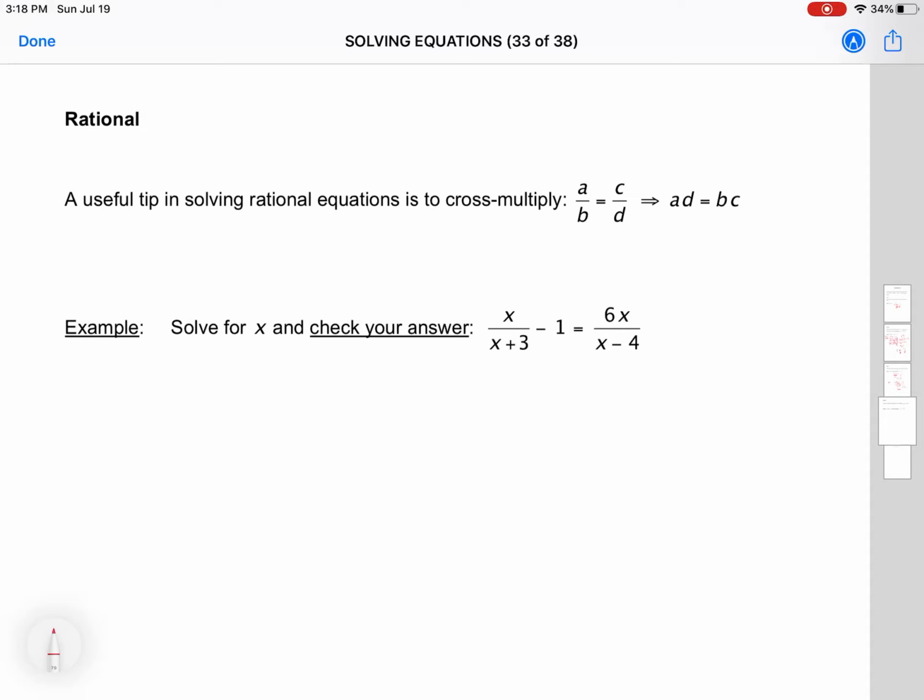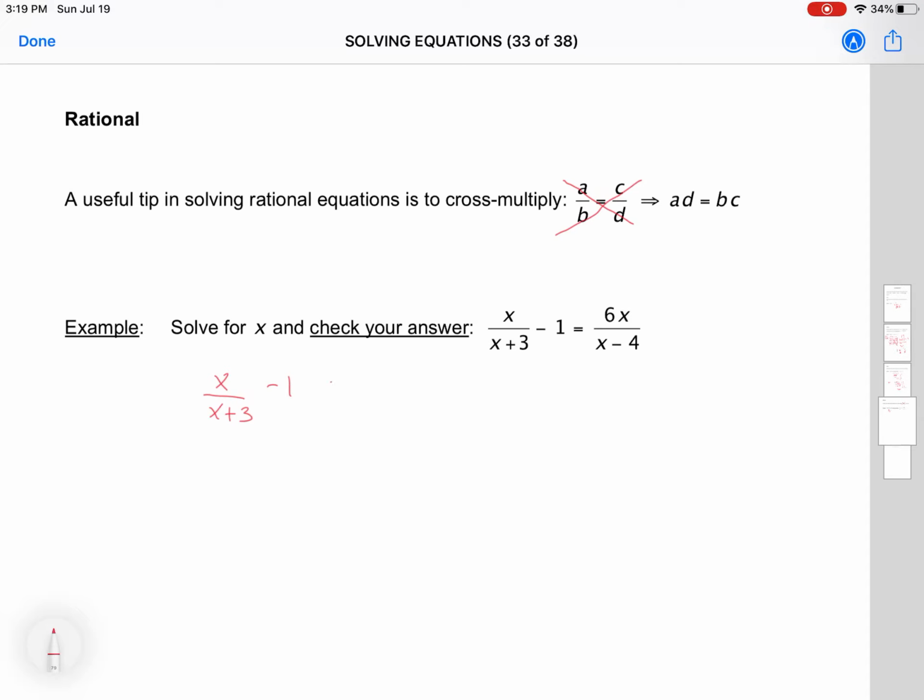One last type of equation in this quick video review of solving equations is the rational equations. So here, ratios of functions will be involved. One good trick for those, which we've mentioned before: A over B equals C over D means you can crisscross those and get AD is equal to BC. So let's take a look at this example here.